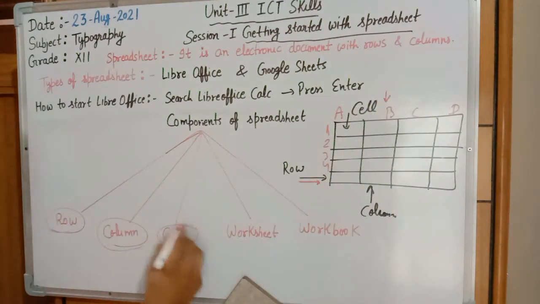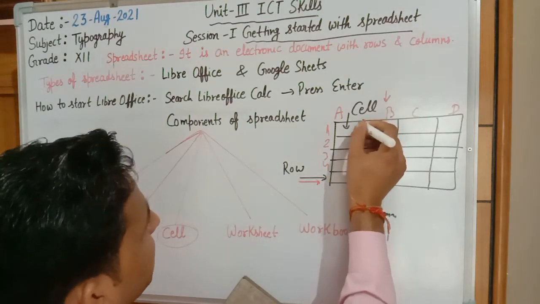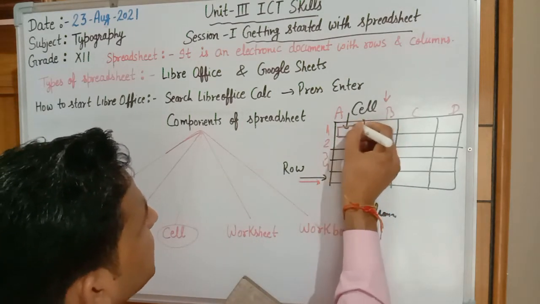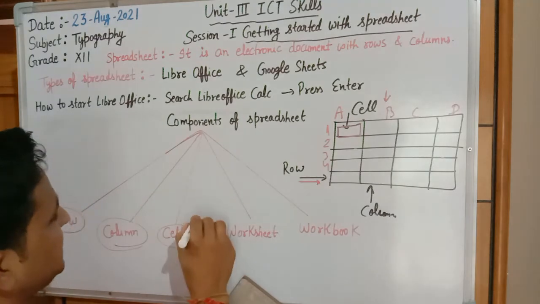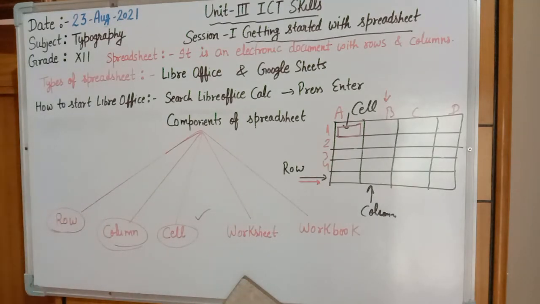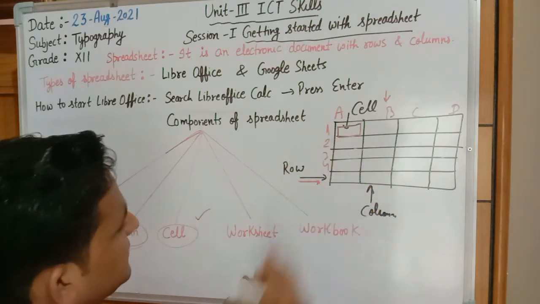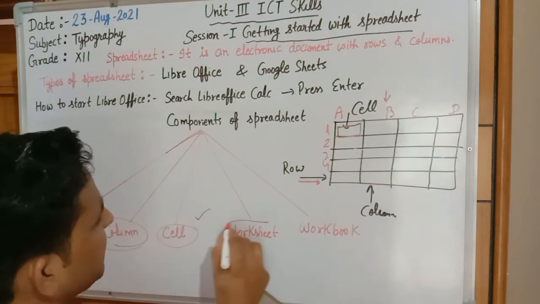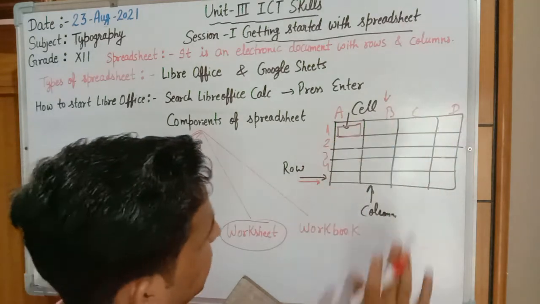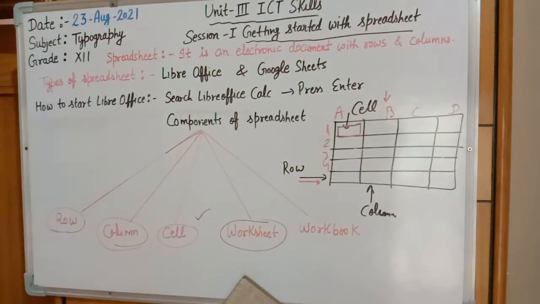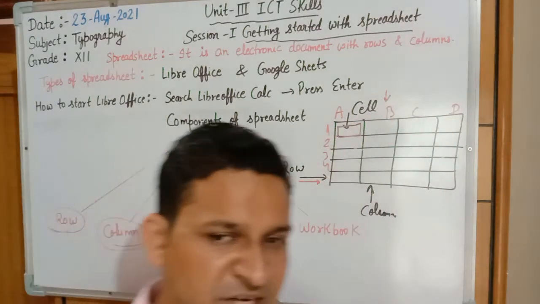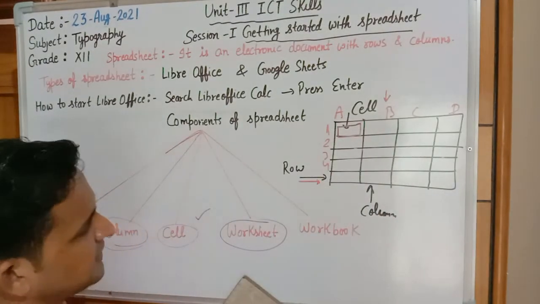And what is a cell? A specific intersection of row and column is known as a cell. When row and column both are interconnected, a box is prepared. That box is known as a cell. Now what is a worksheet? A complete sheet that is available for writing the document is known as a worksheet.